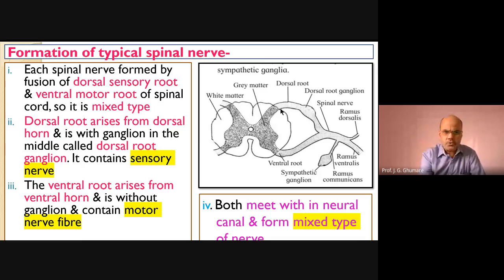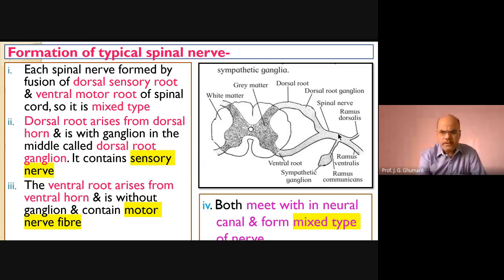See, the dorsal horn will continue as a dorsal root. And we all know this dorsal root is sensory in nature, it carries sensory nerves. While the ventral horn will continue into the ventral root, and the ventral root, we all know, is motor in nature.